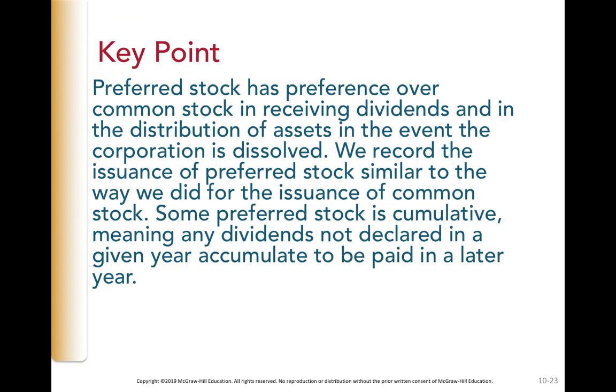Preferred stock has preference over common stock in receiving dividends and the distribution of assets in the event that the corporation is dissolved. We record the issuance of preferred stock similar to the way we did for the issuance of common stock. Some preferred stock is cumulative, meaning any dividends not declared in a given year accumulate to be paid in a later year.